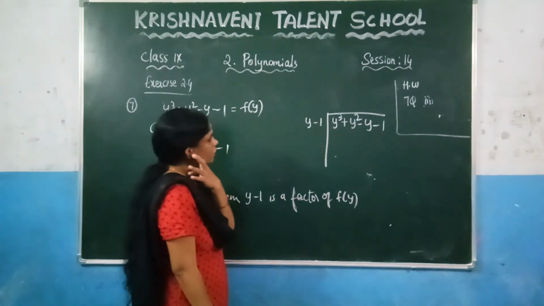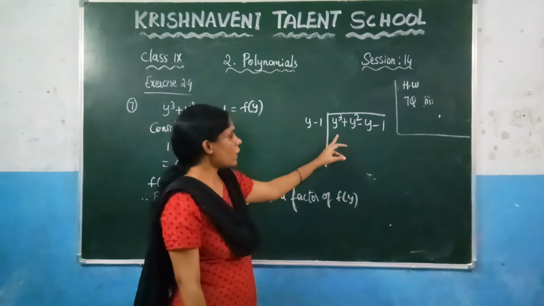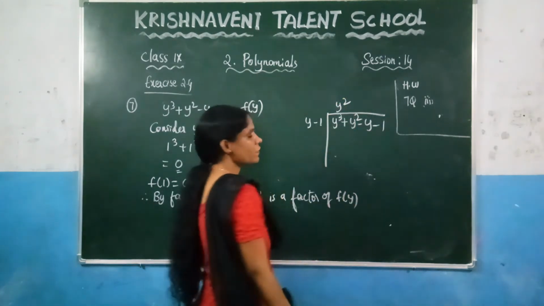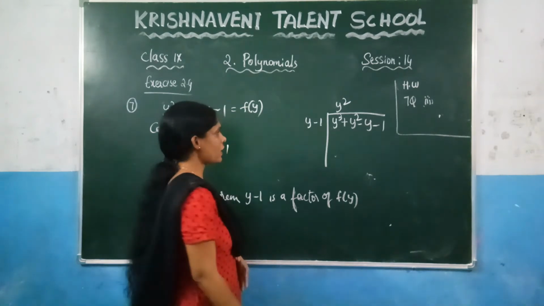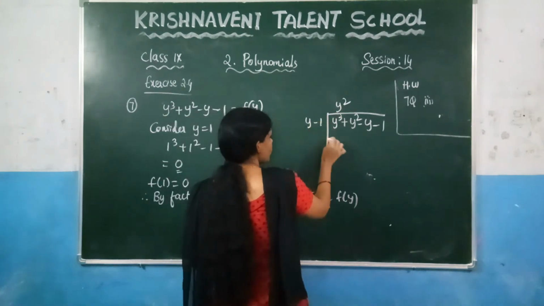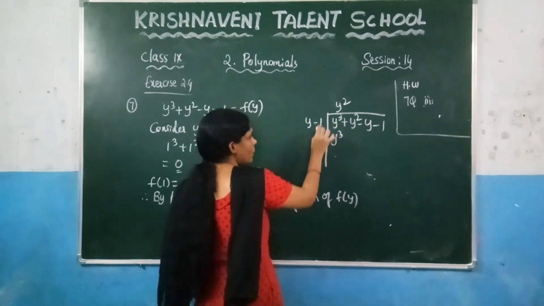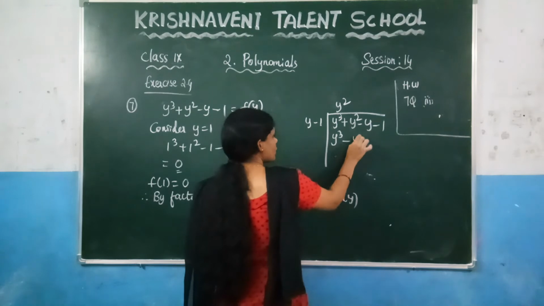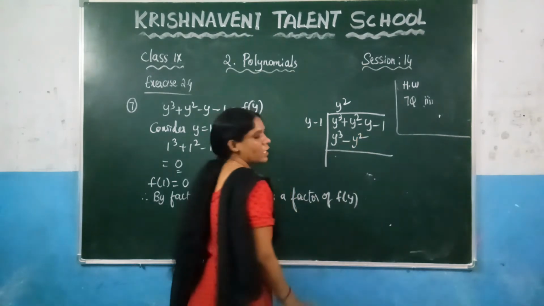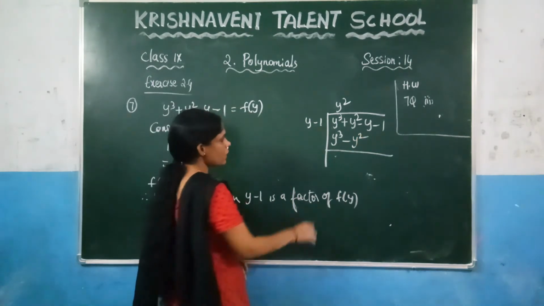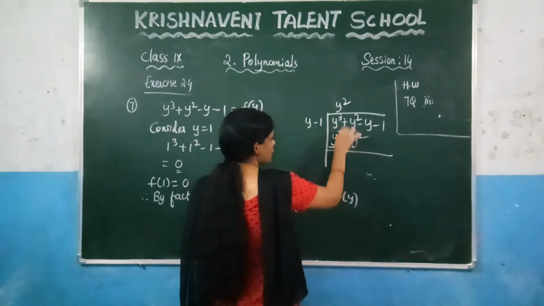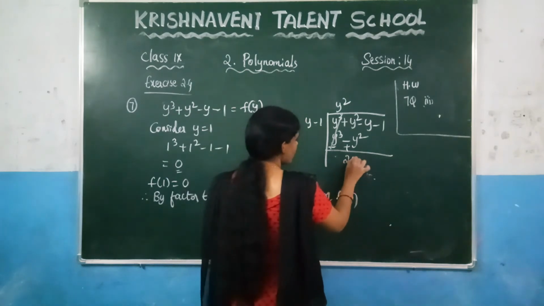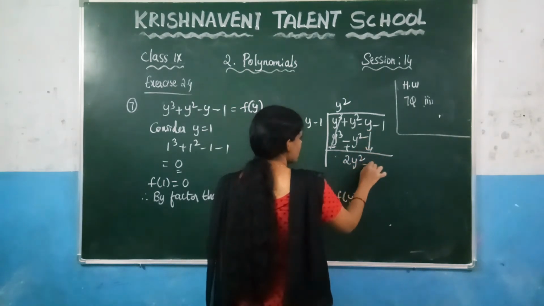First you need to divide the first term by this first term, y cube by y, which gives you y square. So write it here, y square. Now multiply y square with y minus 1. What will you get here? y square into y gives you y cube, plus into minus is minus, y square into 1, which is y square. And after that change the symbols, minus and here plus. So this one will get cancelled. You will get here 2y square. Take this down, minus 1.